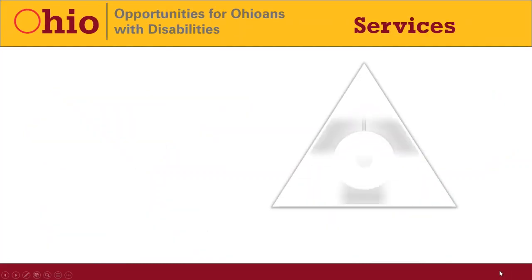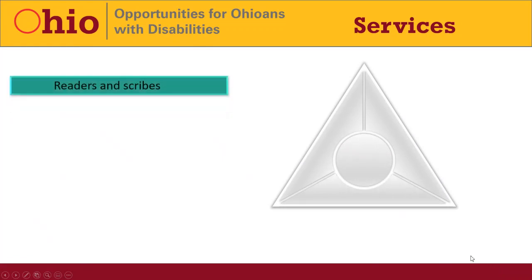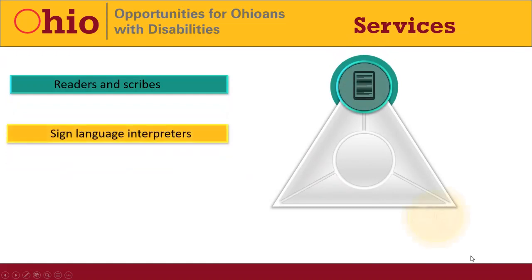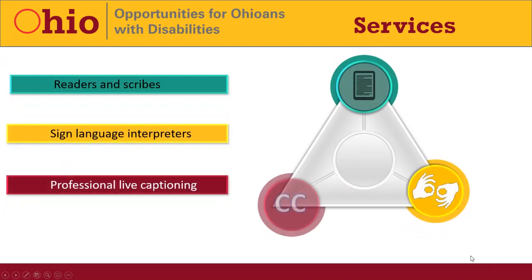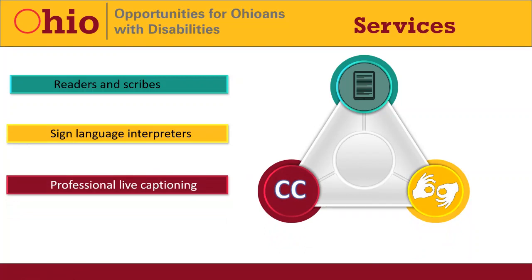So another category of reasonable accommodations refers to services such as qualified readers and scribes, sign language interpreters, and professional live captioning. Yes, and I have a couple examples to share. The first one is an applicant with a learning disability who is applying for a job as a firefighter. His disability limits his ability to comprehend what he reads under time constraints, like a testing environment. So he requests a reader for the application test. Because the test strictly measures knowledge, the employer provides the reasonable accommodation.